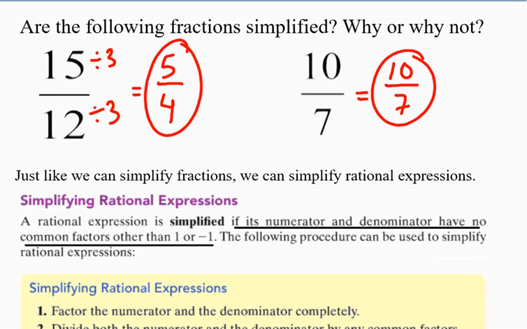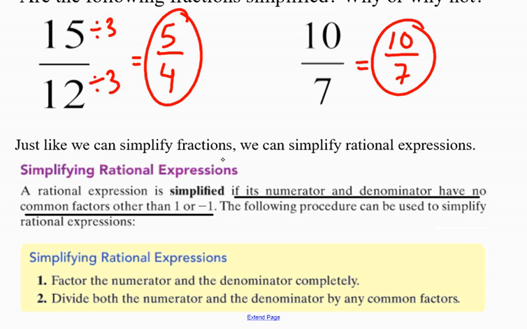So just like we can simplify fractions in middle school, we can simplify rational expressions here in high school. A rational expression is said to be simplified if its numerator and denominator have no common factors other than 1 or -1. That was the exact same rule you used in middle school for fractions. The following procedure could be used to simplify rational expressions. Factor both the numerator and the denominator, and then divide out any items that they have in common. So same thing you did in middle school is going to be the same thing that you do here in high school, just instead of using numbers, we're using rational expressions.